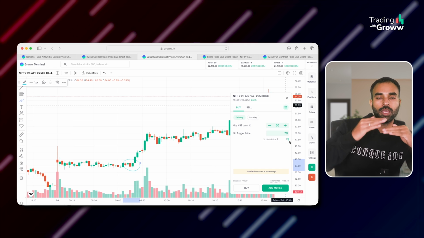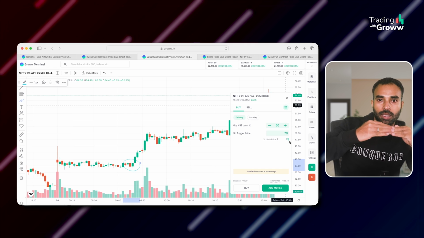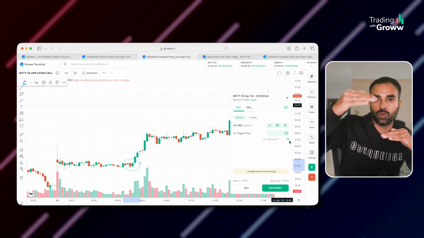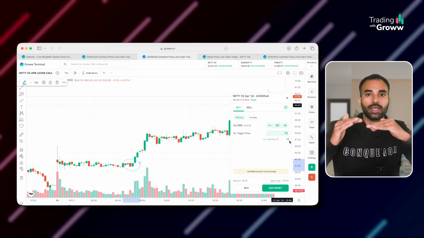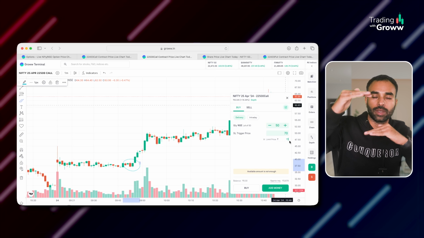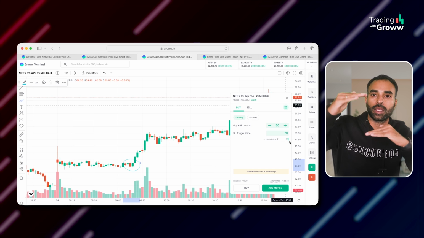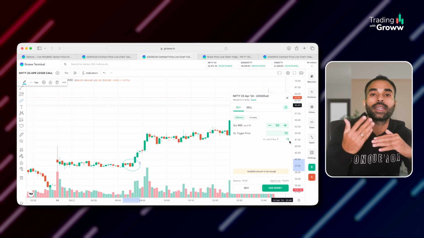So this way, when stop loss is hit at 70, if the market suddenly moves to 71 or 72, you don't need to worry because you have given a 10% buffer. So my stop loss is 70 and the buffer is a 77 limit price. Between this level, as long as the market is moving, my order will get executed.